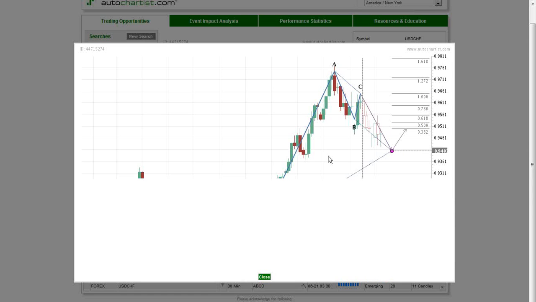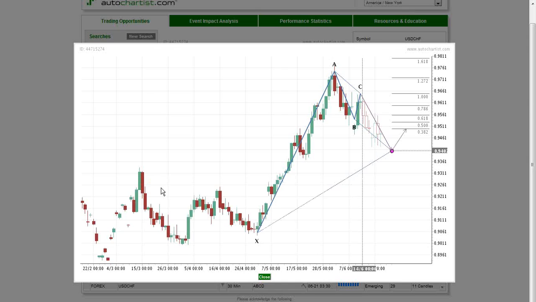This is a very interesting pattern now. So this is an emerging formation of a Gartley pattern. Now, Autochartist identified 3 movements of the pattern. It identified an XA movement, an AB movement, and a BC movement. And now it highlighted this, gave us a little purple dot and said, now, if the price moves from C down to 0.94, it means it's a complete Gartley, and we should expect the price to retrace up to one of these Fibonacci levels.